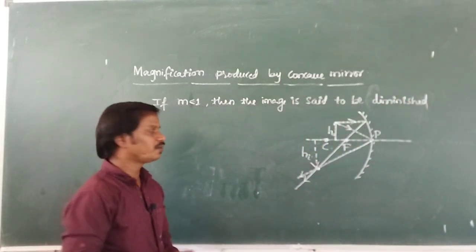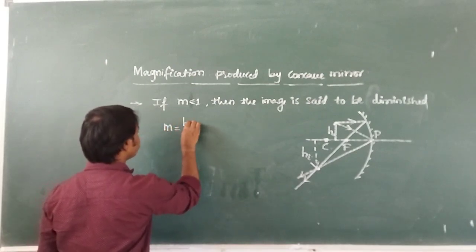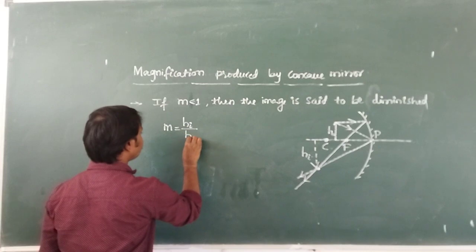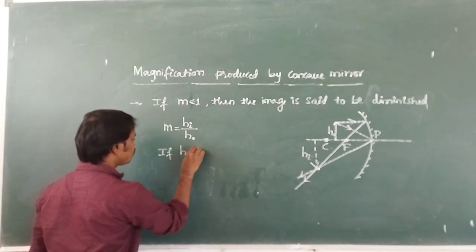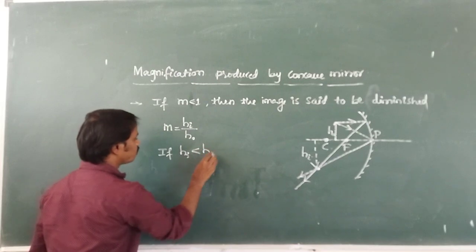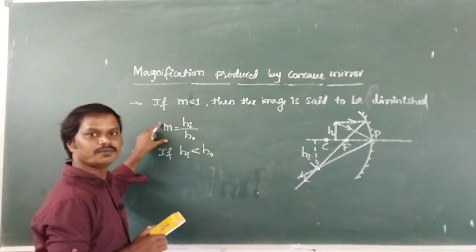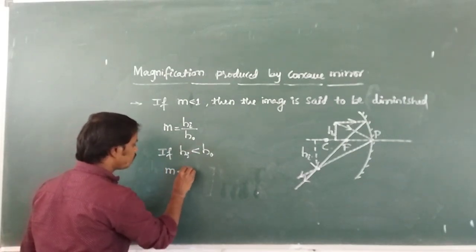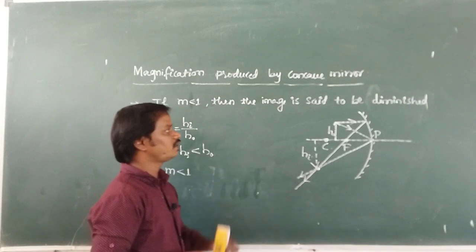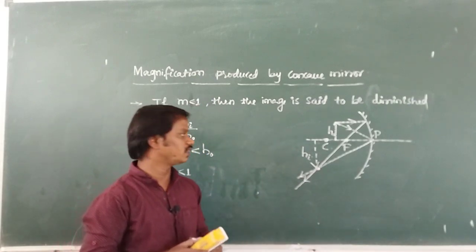Now, what is the formula for magnification? That is HI by HO. If the height of the image is less than the height of the object, meaning the numerator is less than the denominator, hence m is less than 1. If magnification is less than 1, then the image is diminished, meaning the height of the image is less than the height of the object.